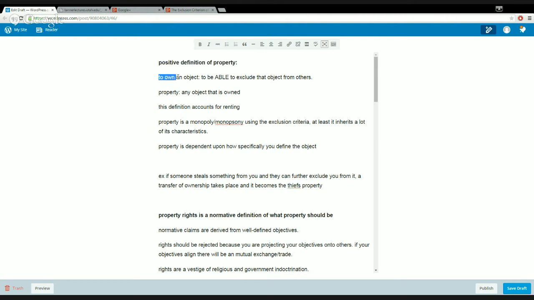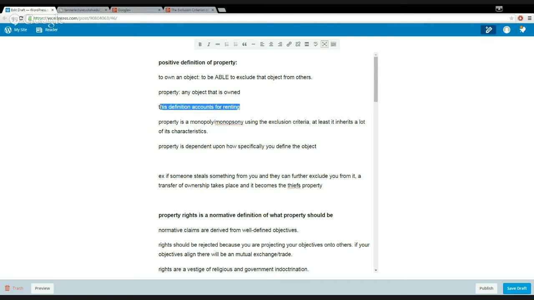Okay, so definitions. To own an object is to be able to exclude the object from others. So the only criterion, the only thing that needs to be met, is your ability to exclude others from the good, from the object. I don't want to restrict the object to a good, but it's the same analysis. Property is any object that is owned, right? So the first definition: any object that you are able to exclude others from.